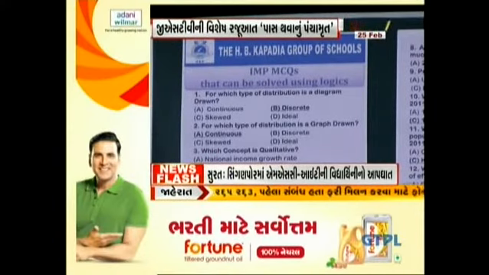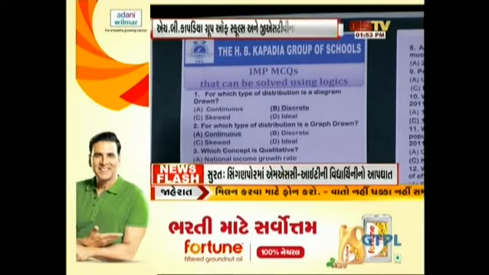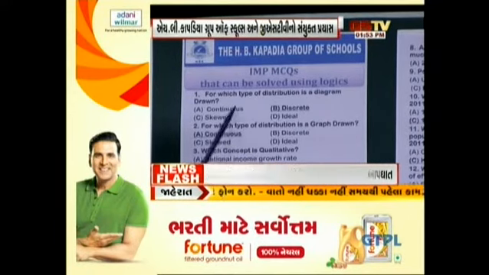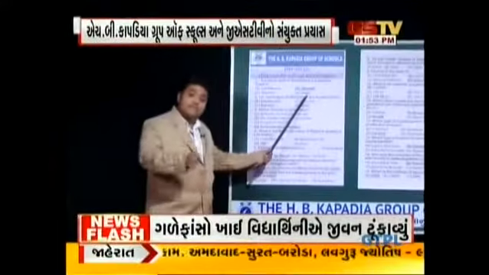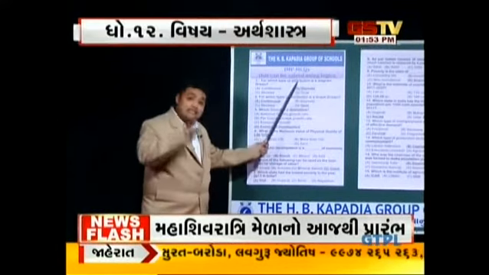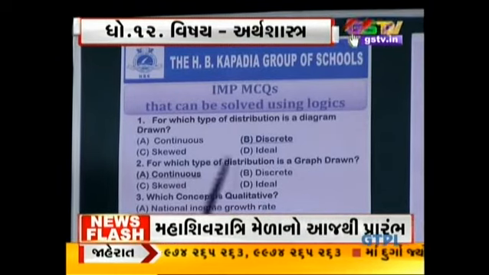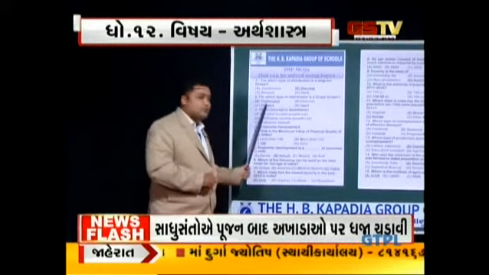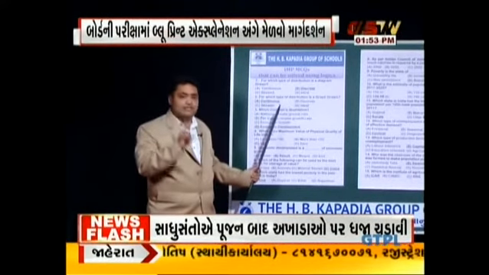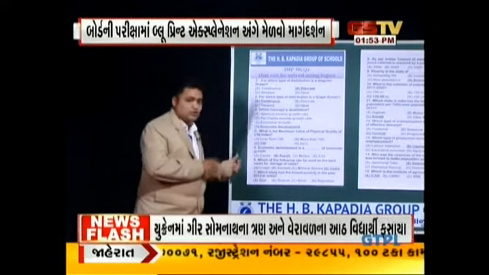For which type of distribution is a diagram drawn? It is discrete. Students get confused between these two MCQs. If they are asking about the diagram, it is discrete. Please mug it up right now: diagram, discrete. The second one is, for which type of distribution is a graph drawn? When it is about the graph, you will use continuous. Continuous would be the answer. These two are important questions, so I have put them on the board.